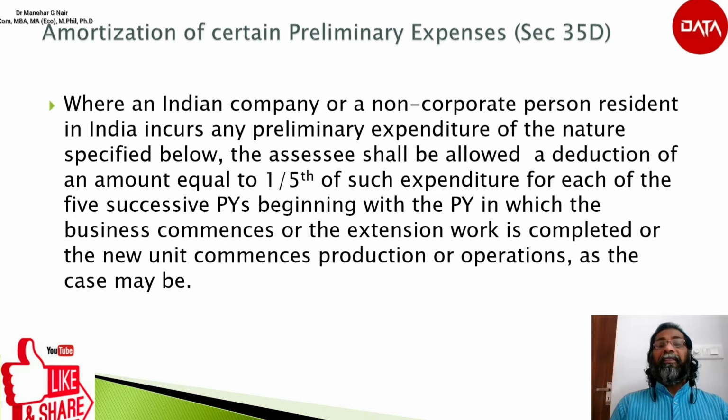So as per section 35D, the amount incurred as preliminary expenditure shall be absorbed in 5 equal installments in the year in which the business commences its activity. Such preliminary expenses shall be absorbed in 5 equal installments in the successive 5 previous years.